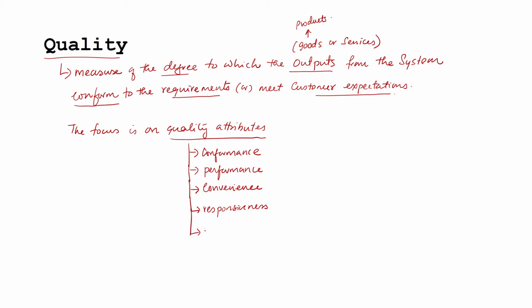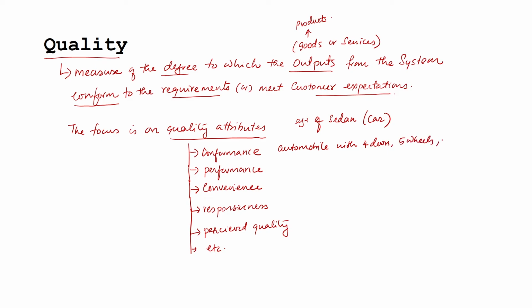Then the fifth one is perceived quality or perception, etc. So, there are other things also, but these are the 5 most important things. If you take the example of a car, a sedan, let us take it as a car for the time being. Conformance would be something like an automobile with 4 doors, 5 wheels, that is including the stepney, engine, seats. Whatever the customer expects out of that sedan, we conform to that expectation.